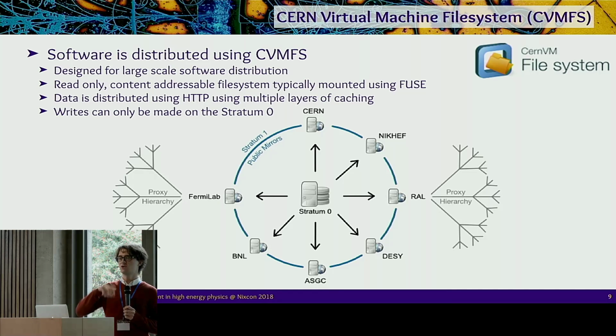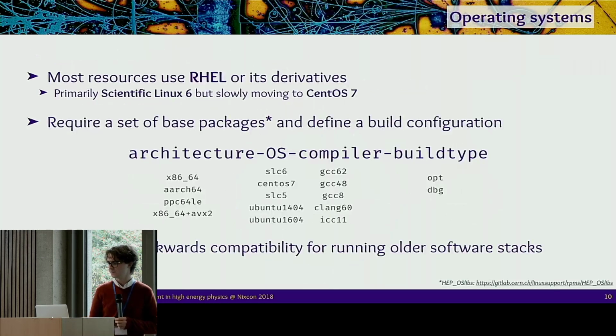The way these servers communicate with each other is just using HTTP, so the Stratum 1s have squid proxies on them that proxy the files out. Whenever you request a file, you can have a proxy hierarchy: if I have 1,000 machines in my computing center, I'll have my own local proxy, so I don't have to go out and request it from Switzerland every single time any file gets requested. And this works really well for distributing software around.